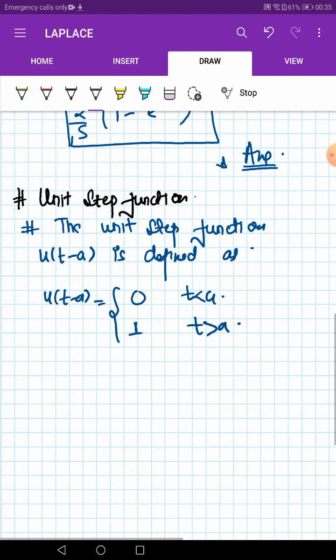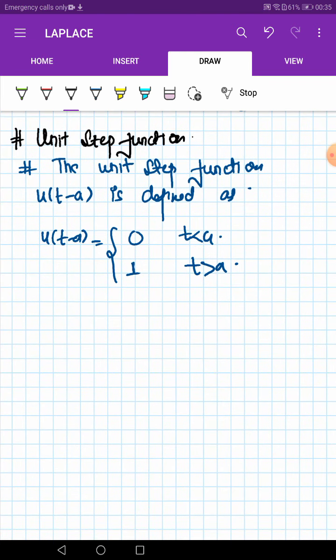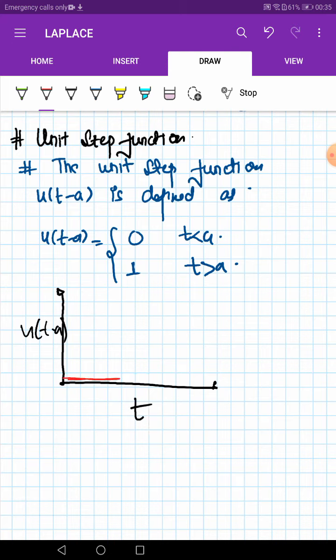If we draw the curve of this function, it would be like this: u of t minus a on the vertical axis and t on the horizontal axis. From 0 to a it is equal to 0, and from a its value is 1. So it is a.